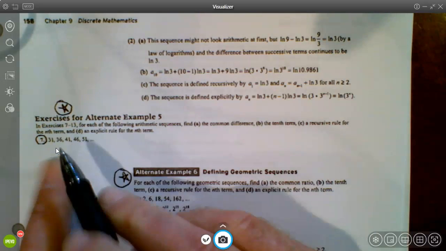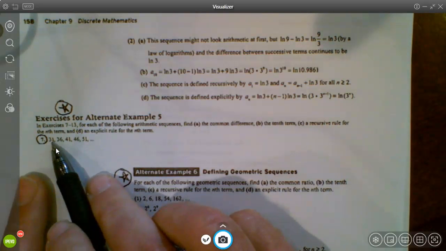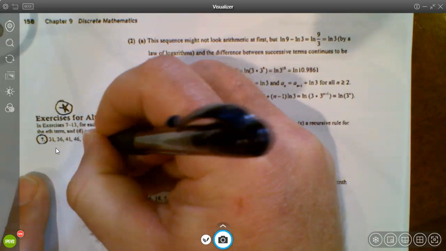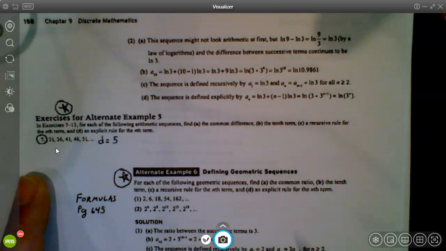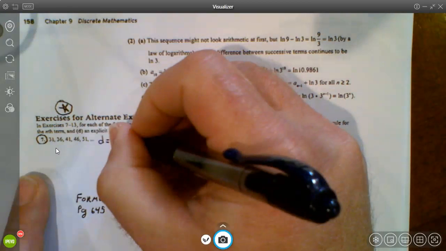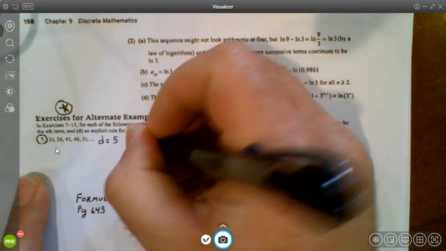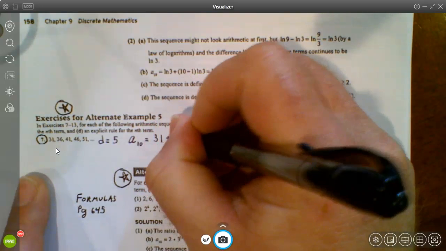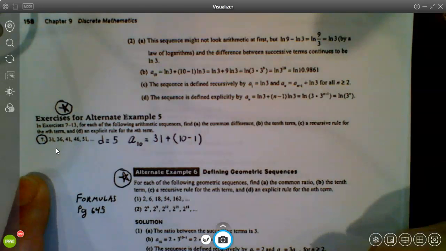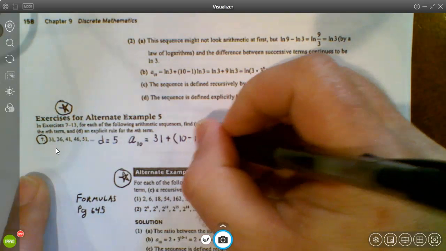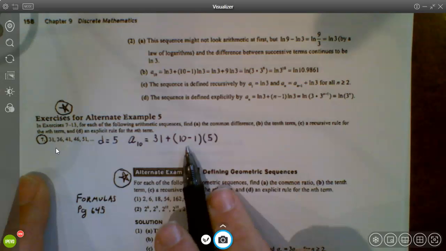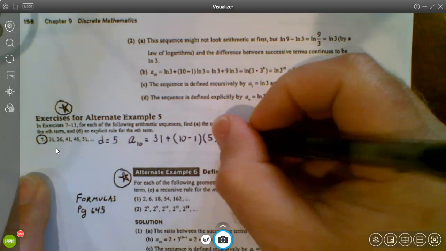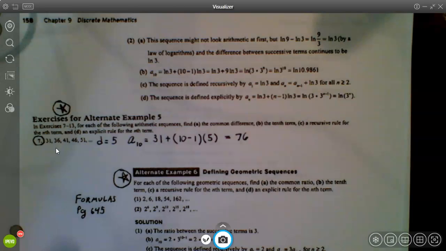So as far as the common difference goes, I can see that if I take any term and subtract the previous term, clearly we are adding 5 every time to get the common difference. So what would the 10th term be? Well, we would say a of 10 is, using the formula, first term, plus n minus 1. In this case, it's a 10 because we're finding the 10th term, times the common difference of 5. Right, and so if I just clean that up, 9 times 5 is 45, plus 31 is going to give me 76 as the 10th term.